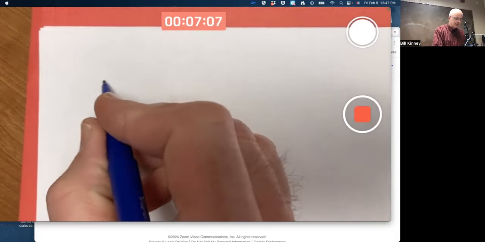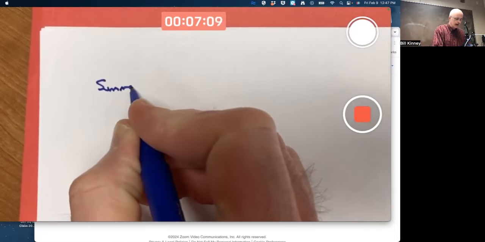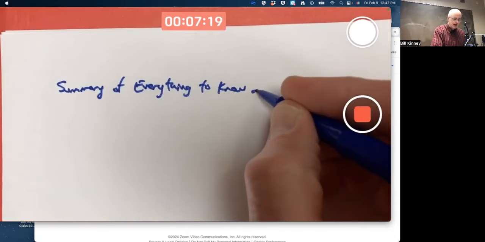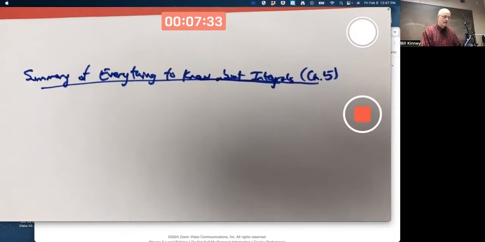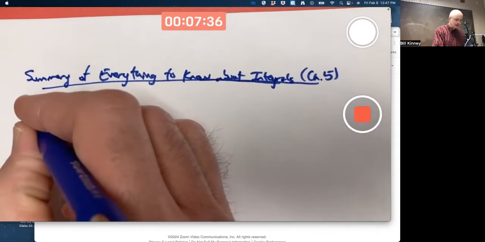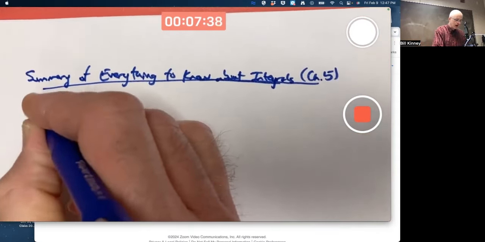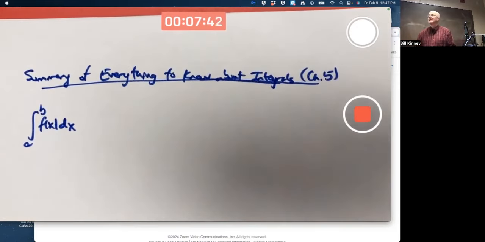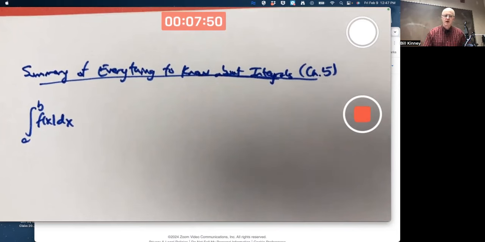So this is going to be a summary of everything to know about integrals from chapter 5. The first thing to make sure you know, probably the most important thing, is the geometric interpretation of integrals. That's probably the most important thing for understanding what integrals are all about.